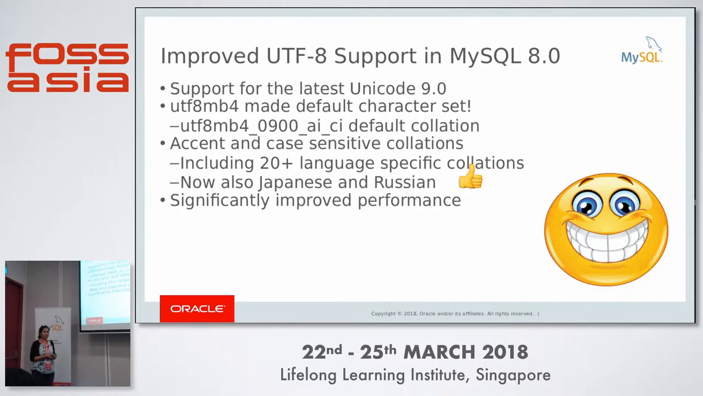So what does that mean? That means that you can actually store many more characters. That includes emojis as well. So all these can be stored, and all the things that a mobile app now requires are supported in 8.0. I can see some smiles, so somebody is happy. And it has performance improvements as well, so that is something you can look forward to.